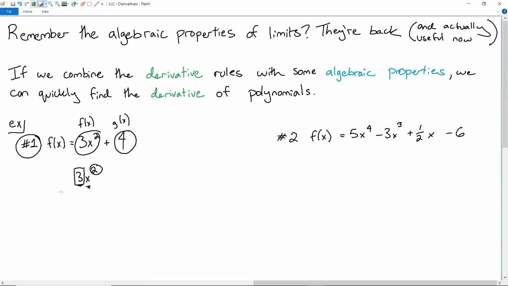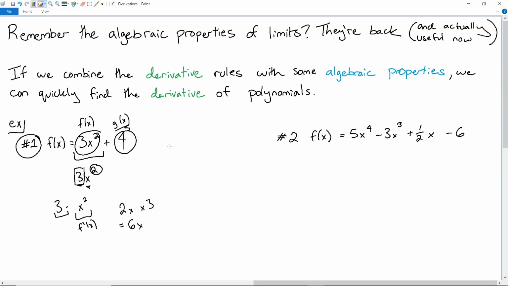So what I could rewrite this as is 3 times the derivative of x squared. The derivative of x squared is going to be a 2x, which we already went over before. Then we just have to remember to multiply this by 3, because that was taken outside of our derivative. So our answer here is a 6x. So that's this first part here.